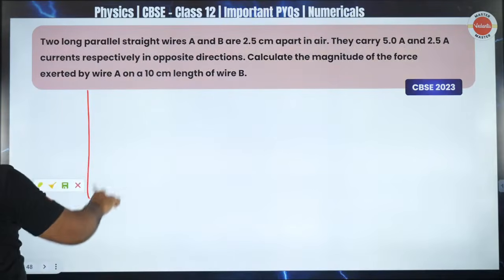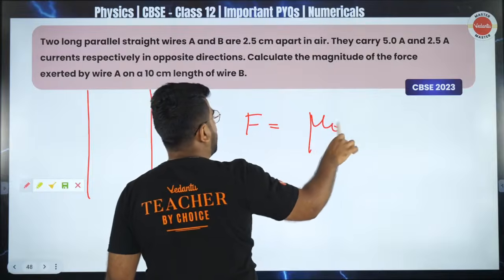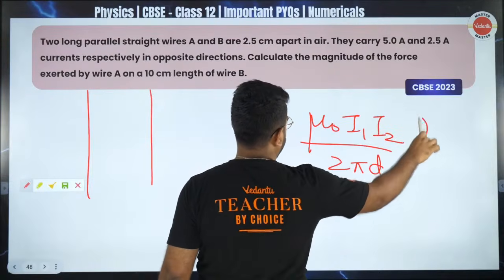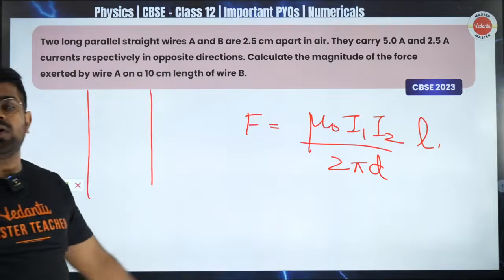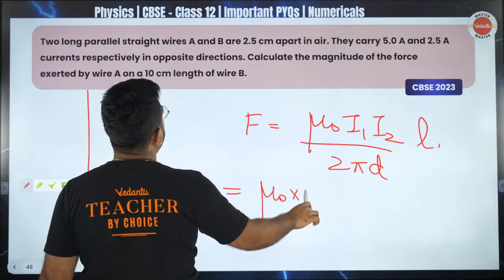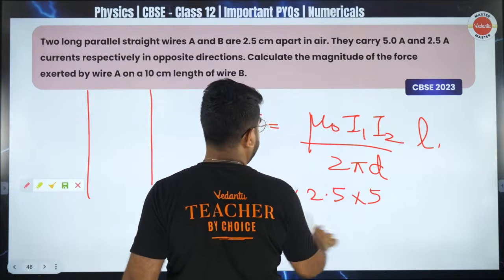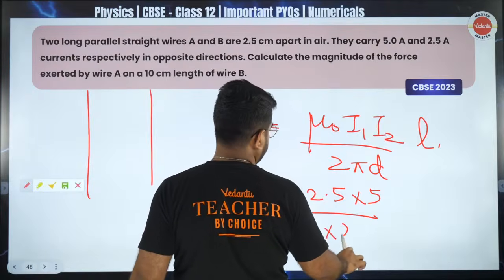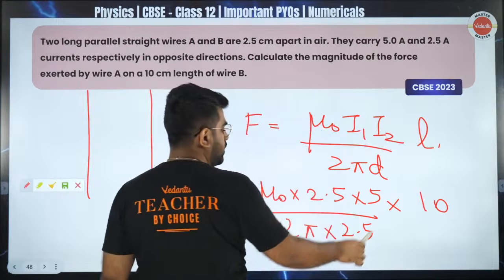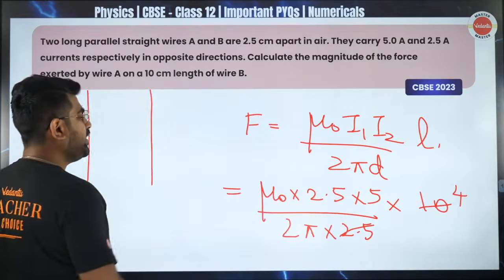So for two long parallel wires, the force of attraction is given by mu naught I1 I2 by 2 pi D into L. That's the formula, so just apply it and get the answer. So mu naught into 2.5 into 5 by 2 pi into 2.5 into length 10. Then you can solve it.